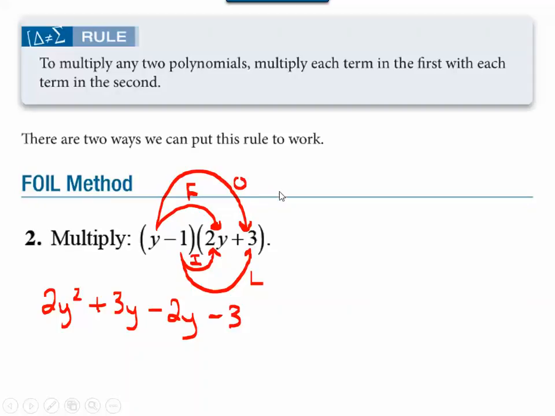All right, now the question is, are there any like terms to put together? Yeah, 3y minus 2y makes 1y, or just y. So yes, you do have to simplify as much as you can, so the middle term really just becomes a plus y. And you have that.